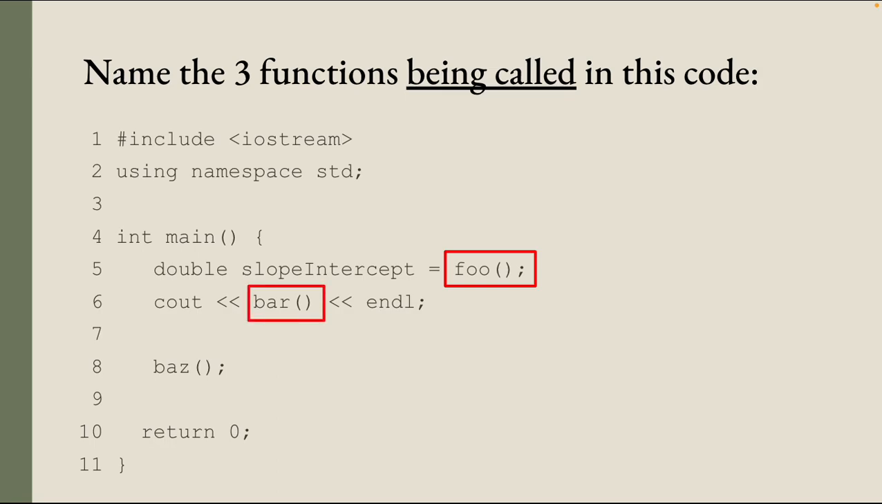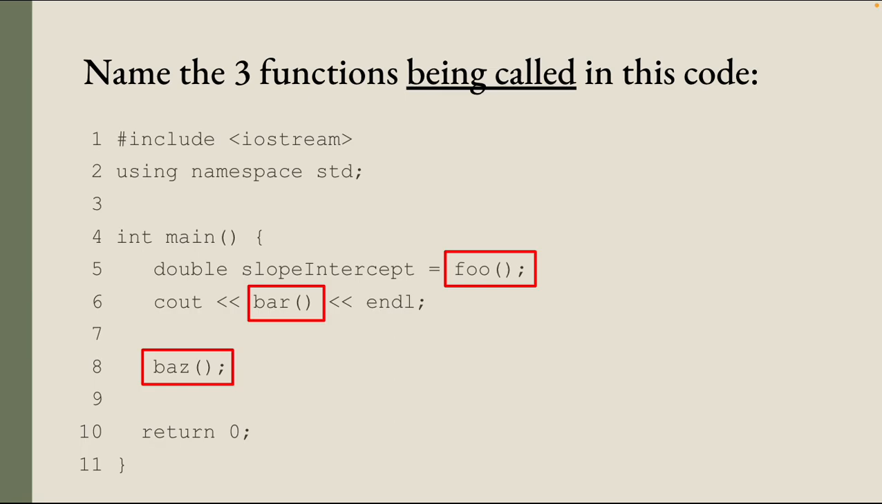The next one being called is bar. We know that similarly because we have the opening parentheses and the closing parentheses, same as line 5. And lastly, we have bars. Same exact thing. We have the open parentheses and the closing parentheses.